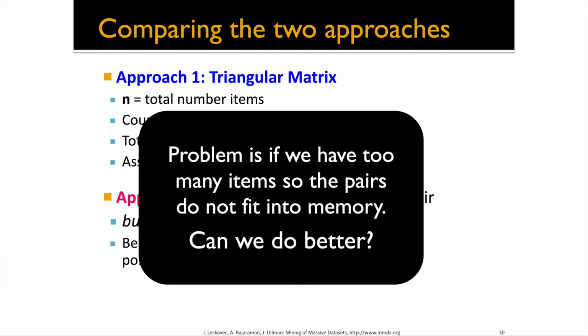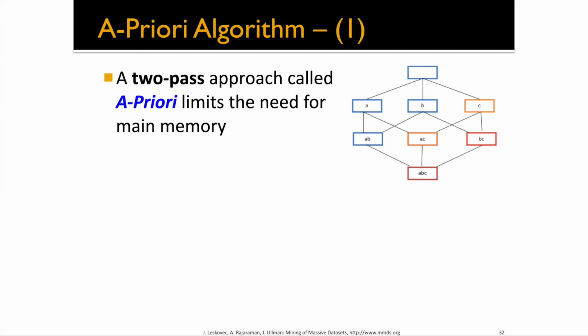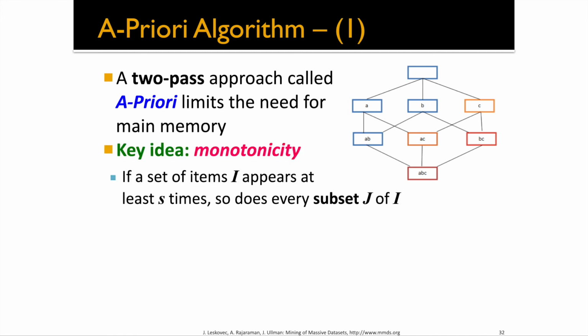But still, we have this issue that if we have too many items, the pairs don't necessarily fit in memory. So how do we deal with this? Well, the book presents us with the a priori algorithm, and that lets us take advantage of a couple of shortcuts in the data. So the a priori algorithm is this 2-pass method where we can reduce the amount of main memory needed.